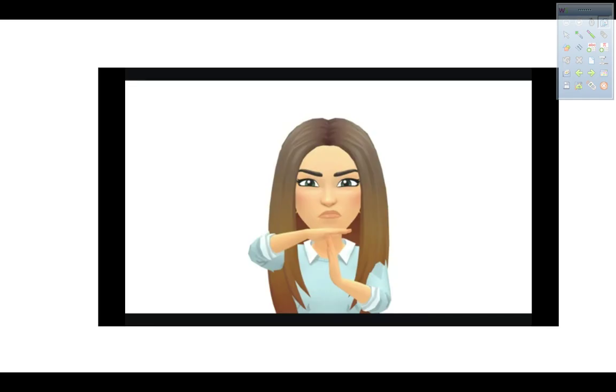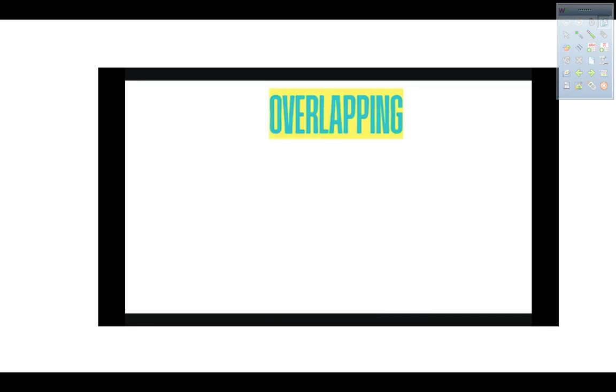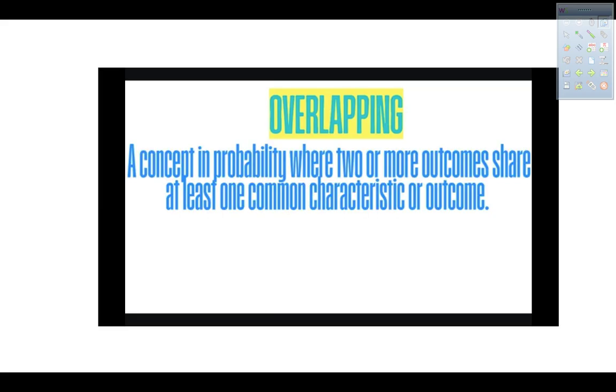The probability of the wheel landing on someone with an A or E in their name is actually an example of overlapping events, not mutually exclusive events. An overlapping event is a concept in probability where 2 or more outcomes share at least one common characteristic or outcome. Unlike mutually exclusive events, these events can happen simultaneously. This particular example with the wheel is overlapping because the wheel can land on someone with an A and E in their name at the same time.